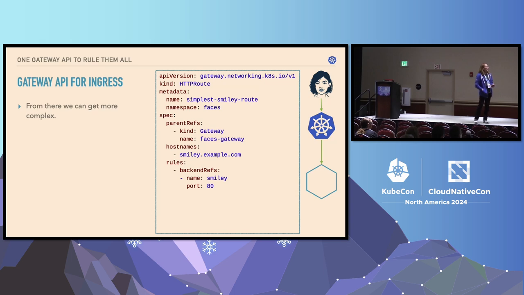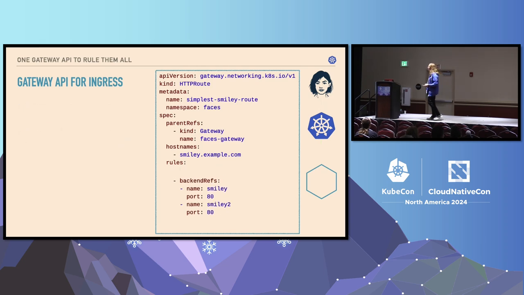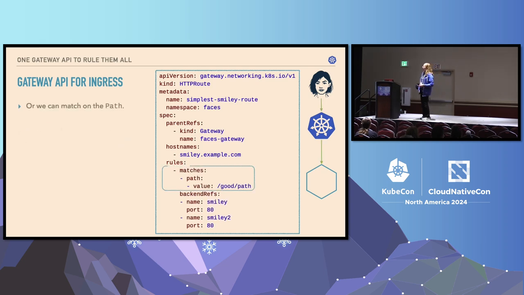We can get more complex about this, right? So we can do things like add a second backend ref, in which case traffic will be split across these two services, the service called Smiley and the service called Smiley 2. We can add a matches thing so that we require a path as well as just the host name. We can do lots and lots of things with this.